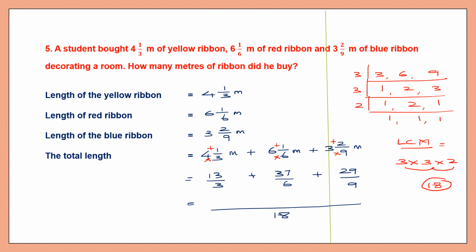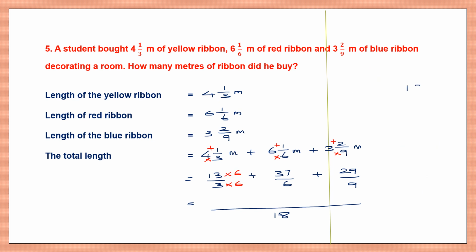Okay, the first fraction denominator is 3. 3 into 6 is 18. So let's multiply 13 into 6. So 13 into 6. 6 threes are 18, carry 1, 6 ones are 6 plus 1, 7. So that is 78. And let's go to the next one.